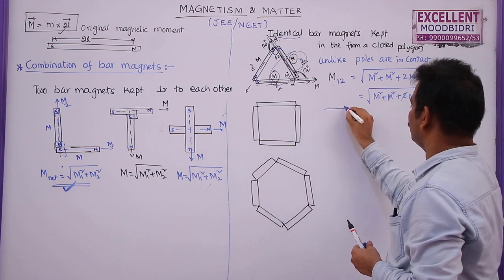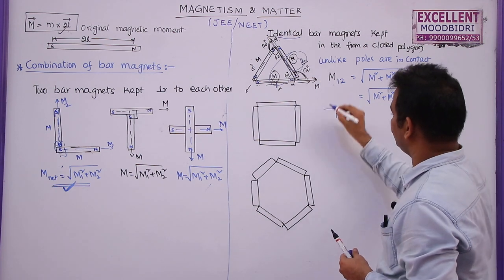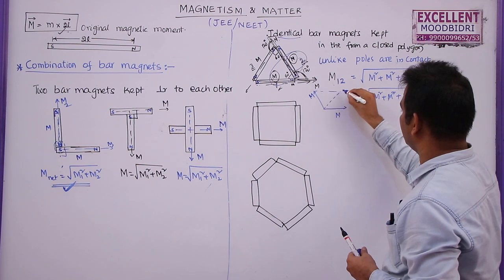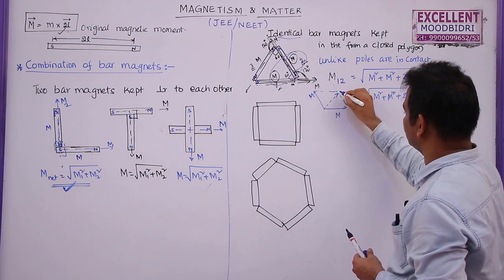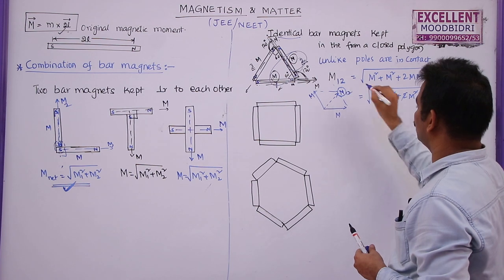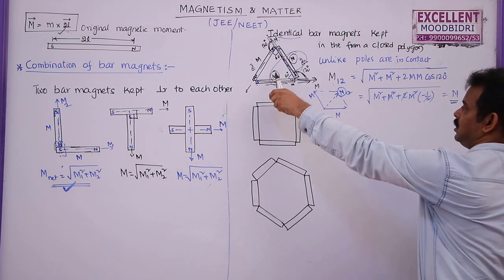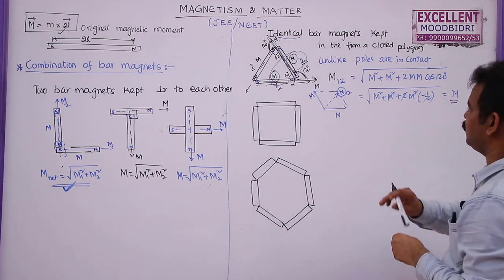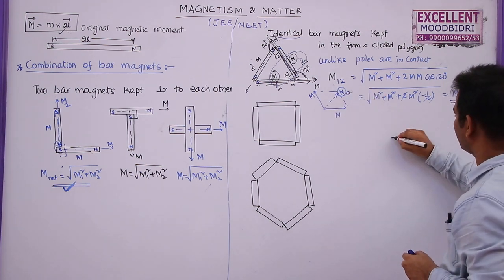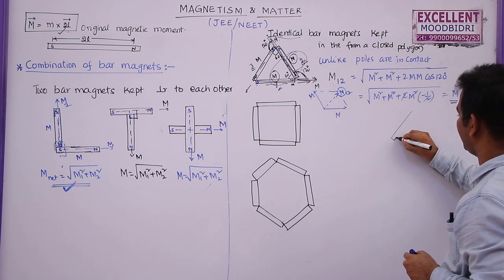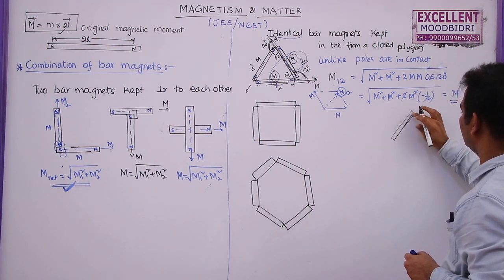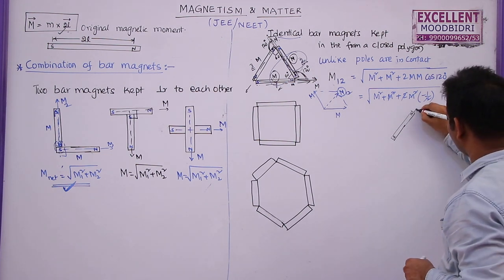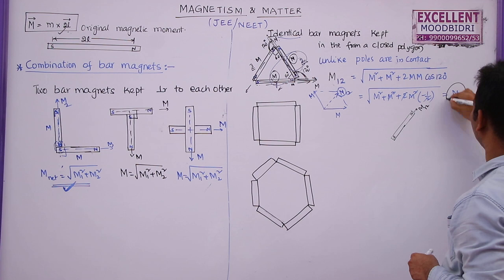You can see this diagram. The first bar magnet's moment is in this direction, the second bar magnet's moment is in this direction. The resultant magnetic moment will be in this direction. So this is M12. Now in place of two bar magnets, I can replace this with one bar magnet whose direction of magnetic moment will be in this direction. That means this is the south pole, this is the north pole. So this is M12, which is equal to M only.